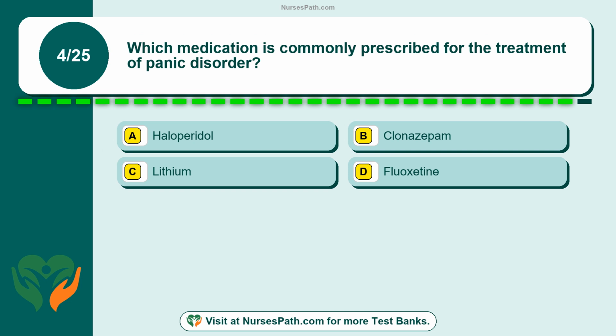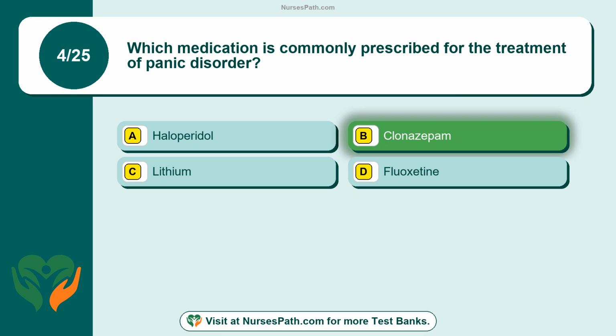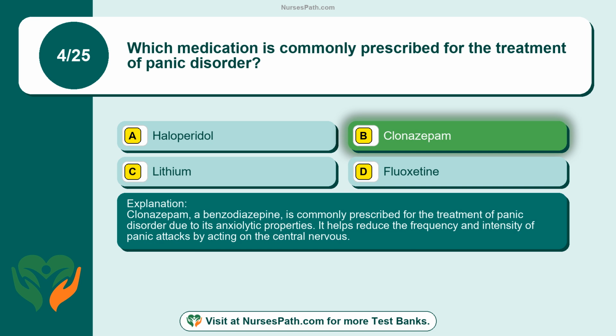Question 4. Which medication is commonly prescribed for the treatment of panic disorder? Option A, haloperidol. Option B, clonazepam. Option C, lithium. Option D, fluoxetine. The correct answer is option B, clonazepam. Clonazepam, a benzodiazepine, is commonly prescribed for the treatment of panic disorder due to its anxiolytic properties. It helps reduce the frequency and intensity of panic attacks by acting on the central nervous system.